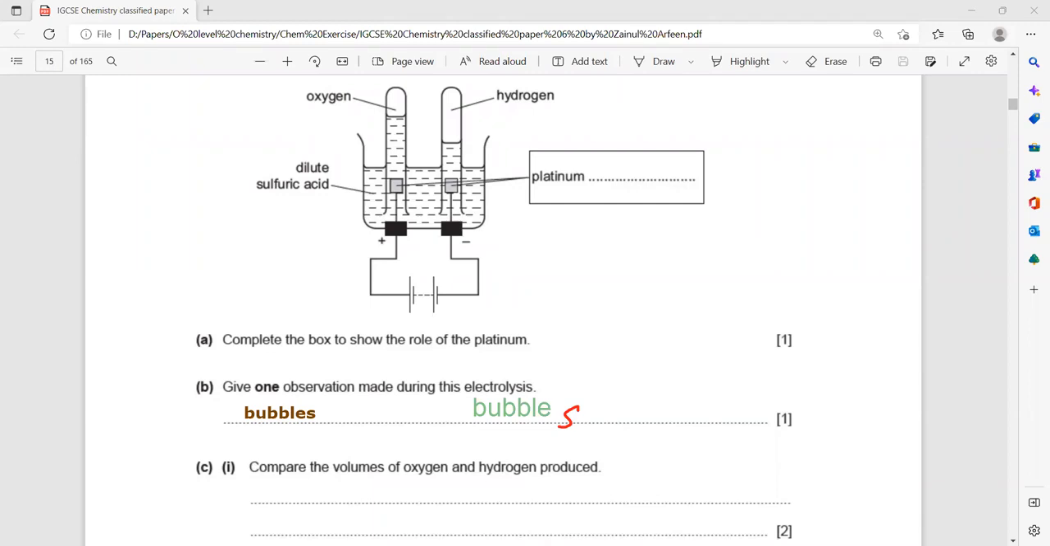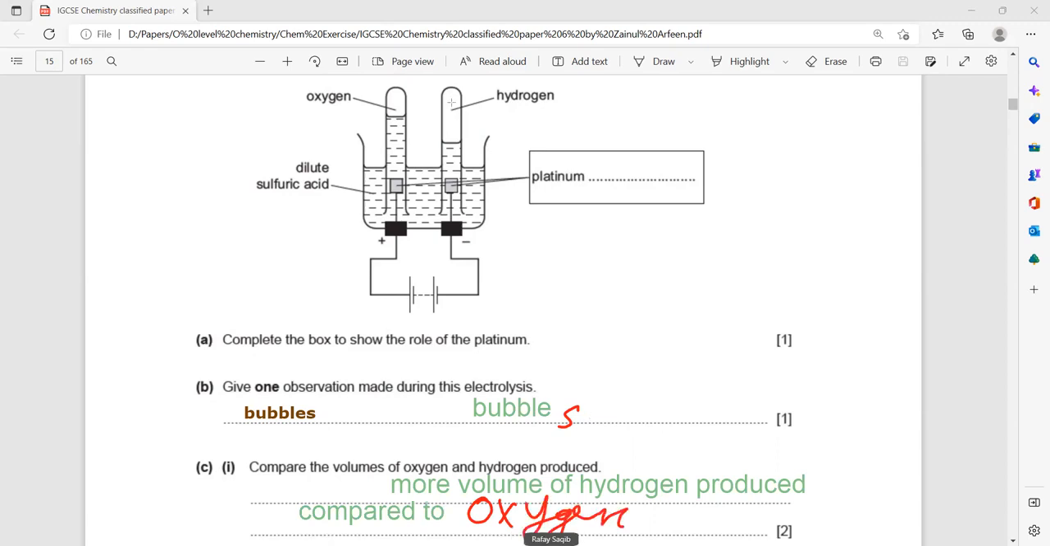Next, we have to compare the volume of the two gases. It's a comparison. When you look at it, it shows that hydrogen is more than oxygen. And comparison should always be in terms of ratio, like twice, half, double, triple, quadruple. So you can see hydrogen is more than oxygen.